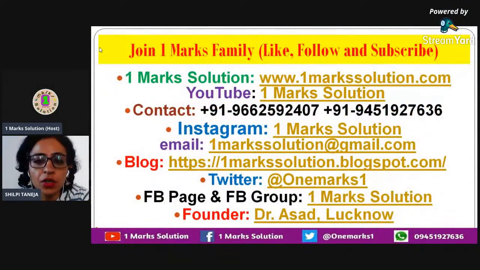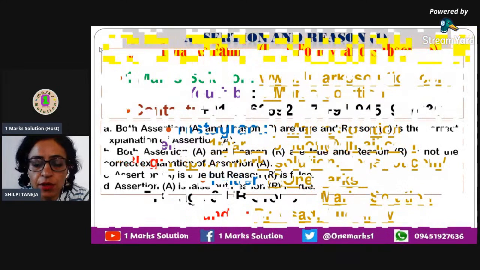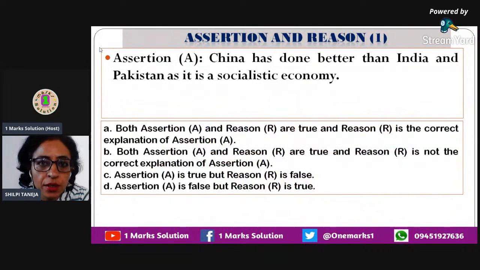Today we are with assertion and reason questions and case-based type questions. Again, as you all know, these are recently introduced by CBSE. So for the first time they are about to come in your examination, right? So let me introduce to you the pattern of this type of question, assertion and reason.